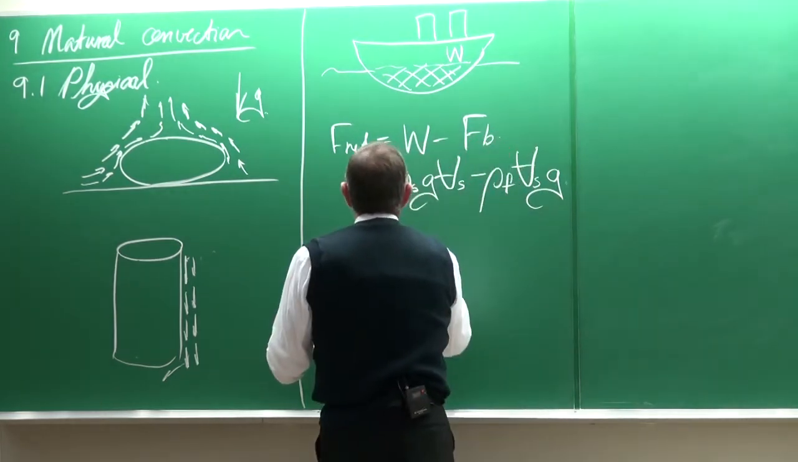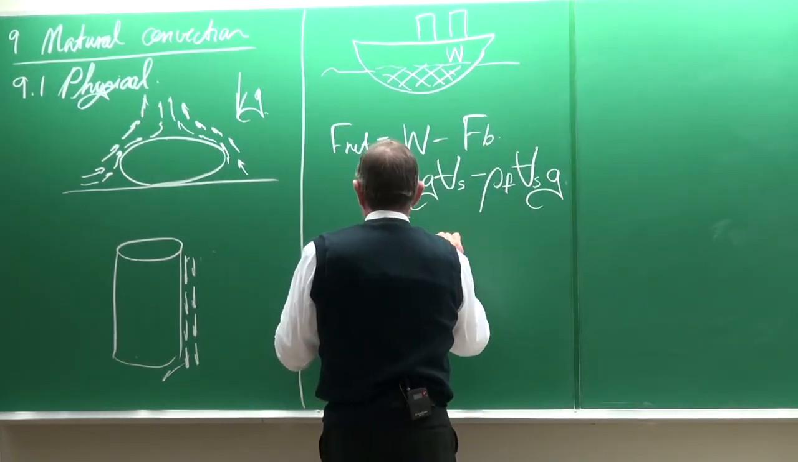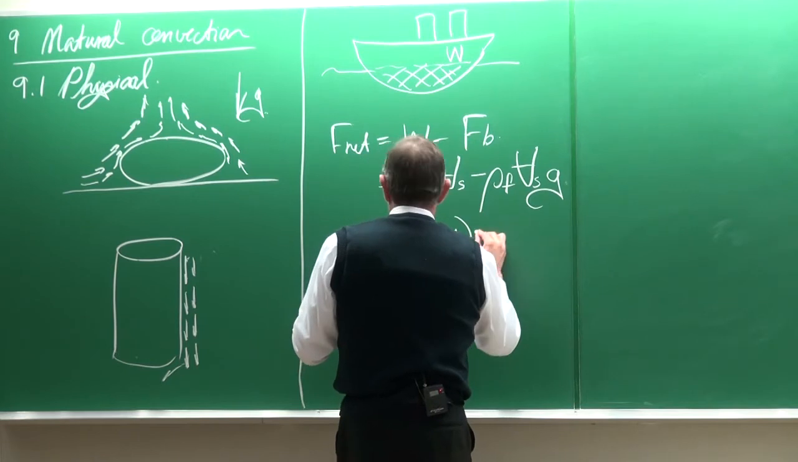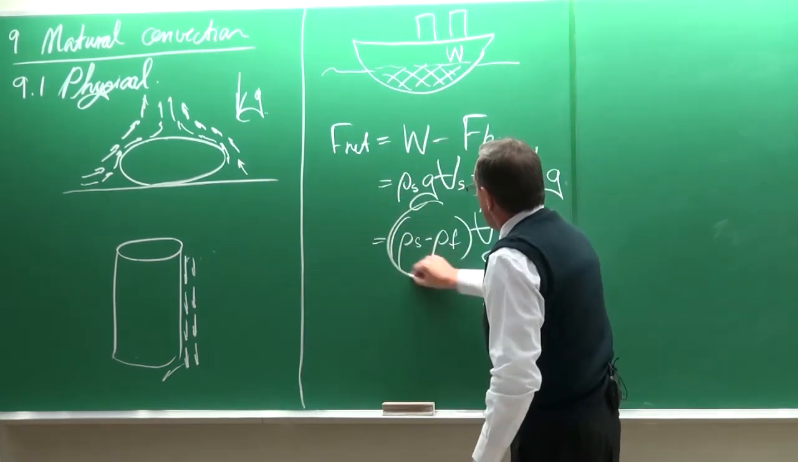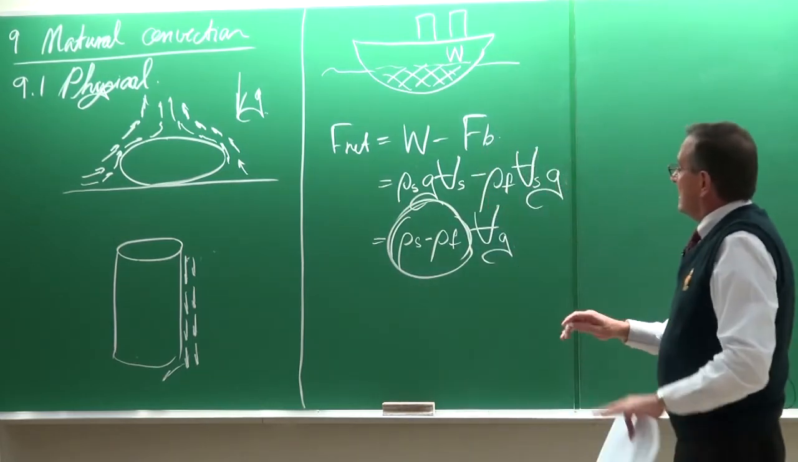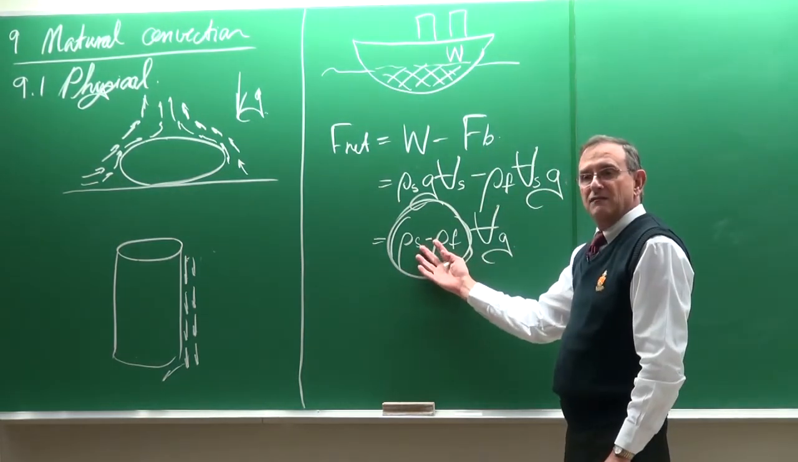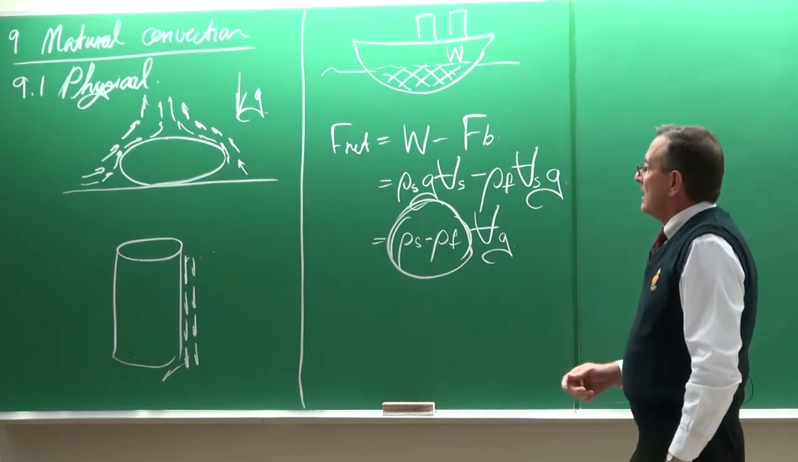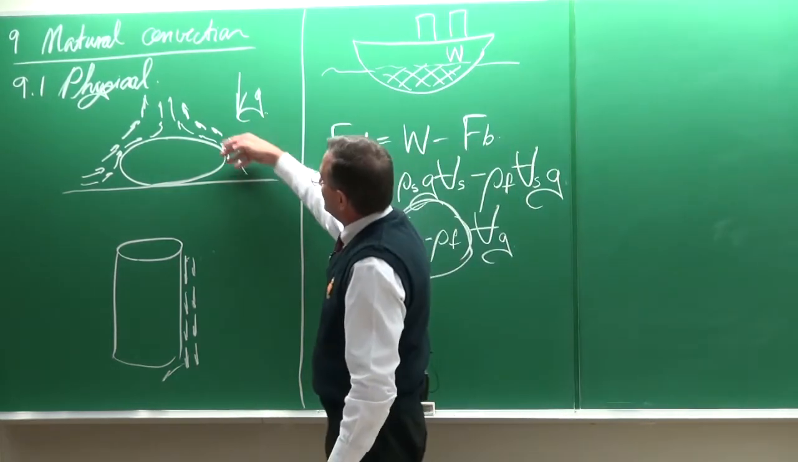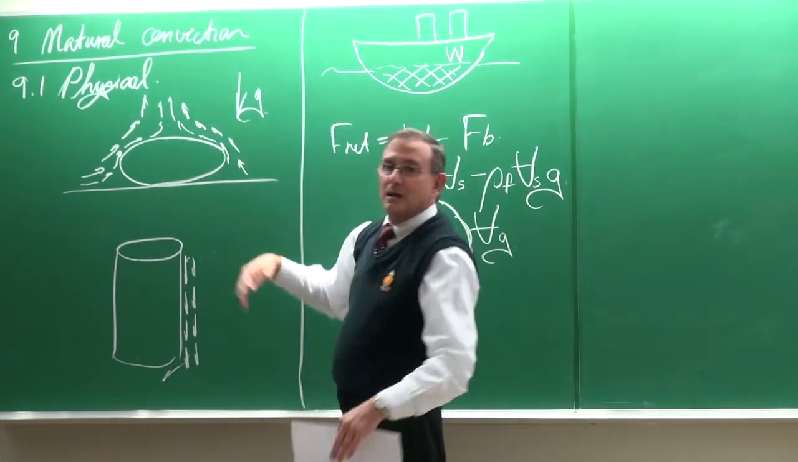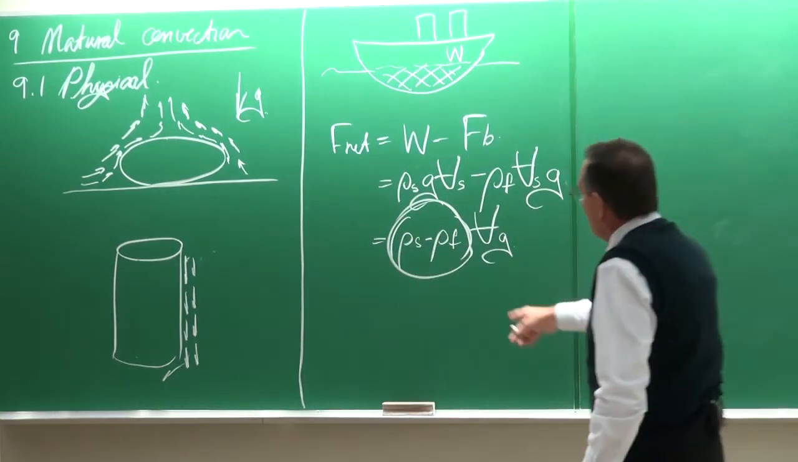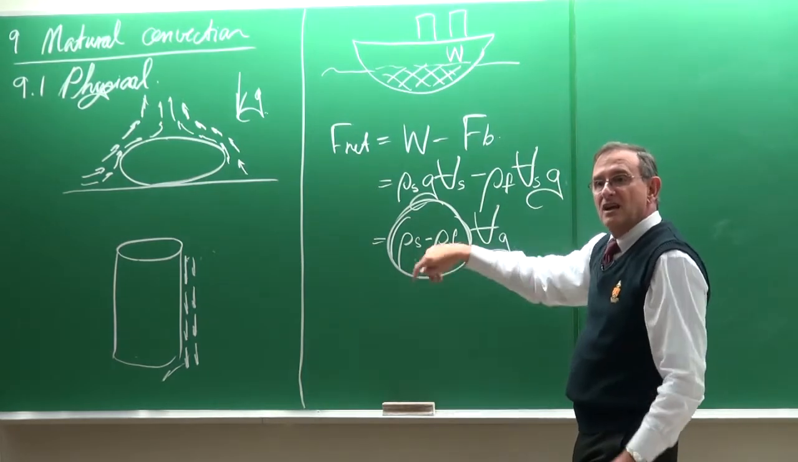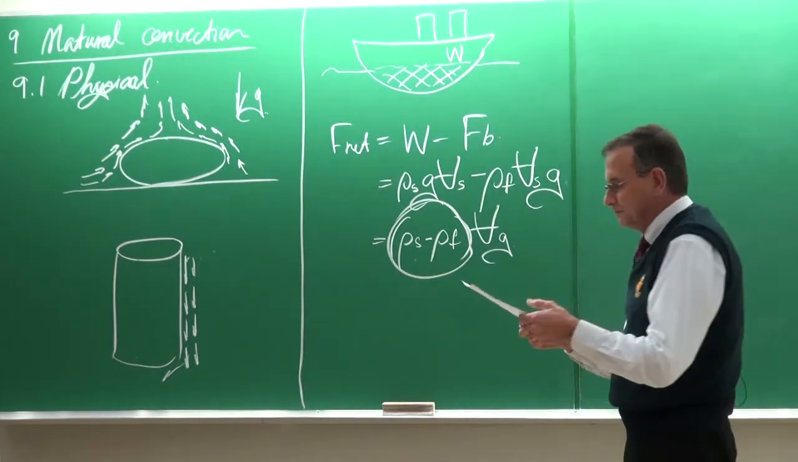which we can write as the difference in density multiplied by the volume multiplied by g. So we can see the difference in density is very important. Now this is actually what happens here. It's a difference in density. But in heat transfer we would like to work with temperature. So we actually would like to write this as a function of temperature.